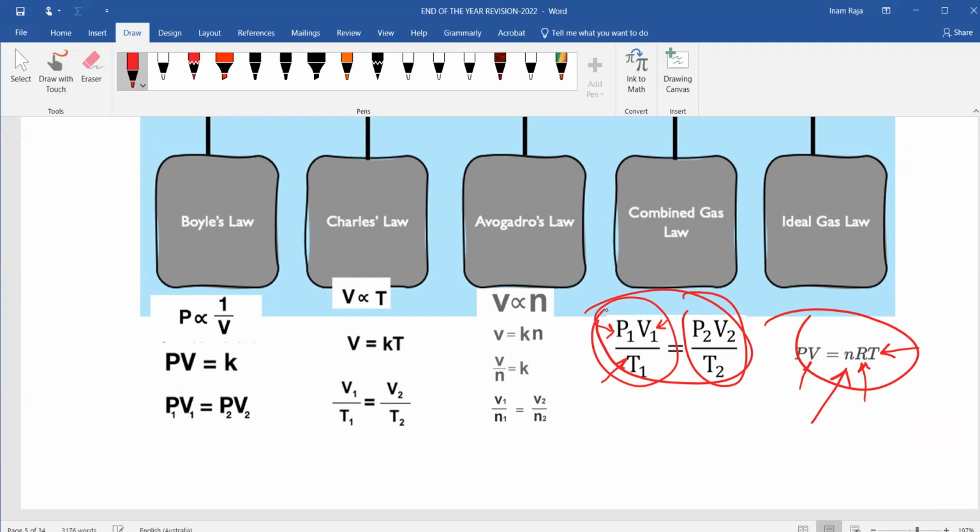So out of these six things, they'll give you any two things and they'll ask you to find the one which is not given to you. All right.